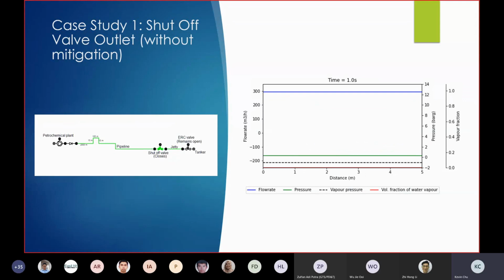So the next one, we focus on the short piping here, at the downstream of the valve. For the same analysis, this is without the mitigation, or I should say, this is where we analyze with the fast closing valve. So we want to see what happens to the fluid in the downstream of the valve.